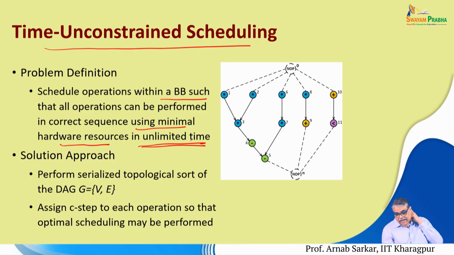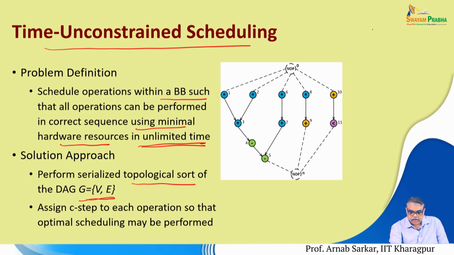So, if you have unlimited time, you can possibly use a single hardware resource if that is available, and if you have a hardware resource that performs all operations, you can perform all of them, because you have unlimited time. You can choose to perform only one operation at one time step. However, the operation that you choose to perform at a given time step must satisfy precedence. So, therefore, you need a serialized topological sort of the elements in the DAG.